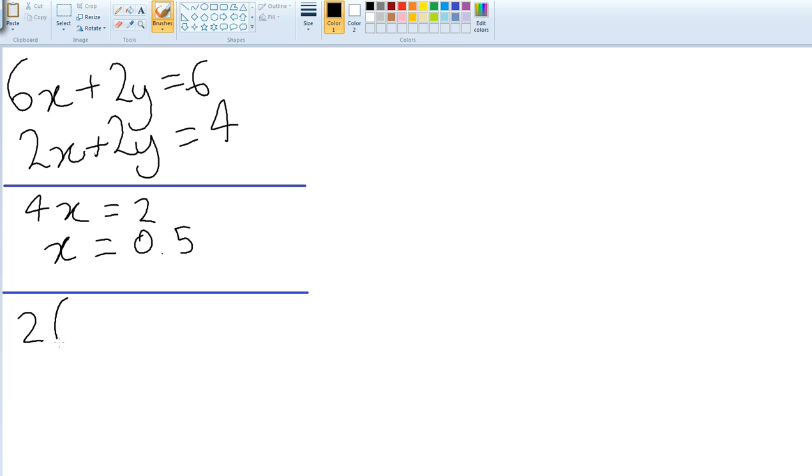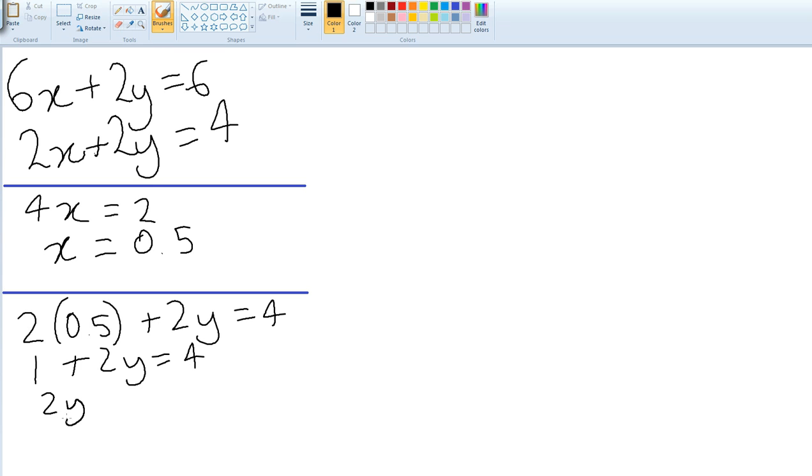So 2 times 0.5, as that's our value of x, plus 2y equals 4. 2 times 0.5 equals 1, plus 2y equals 4. Subtract 1 from both sides, 2y equals 3, and then divide both sides by 2. y equals 3 over 2, or 1.5. And there are our values. x equals 0.5, y equals 1.5.